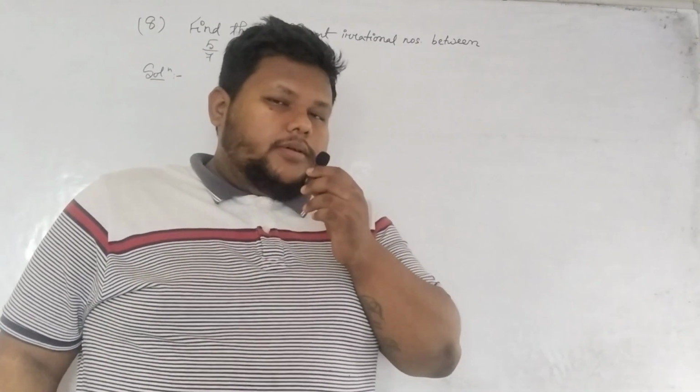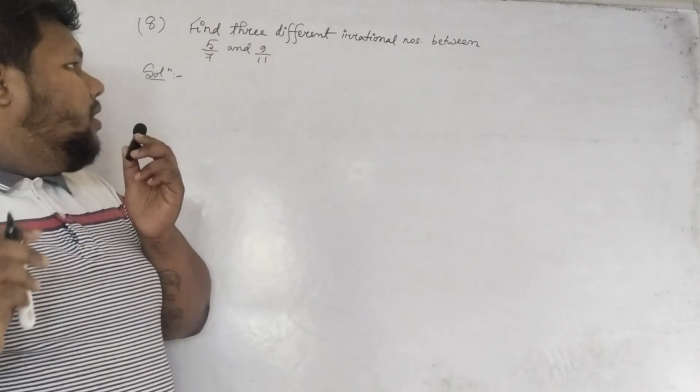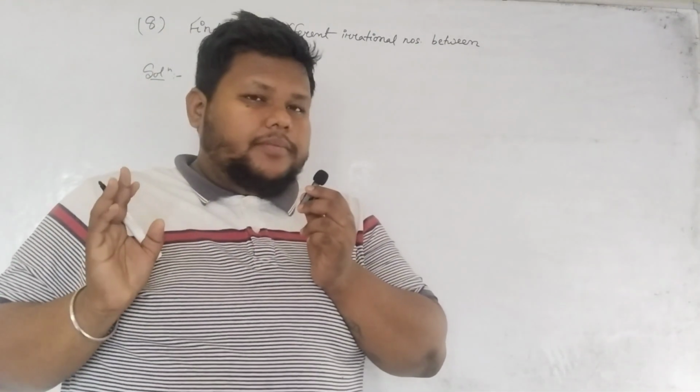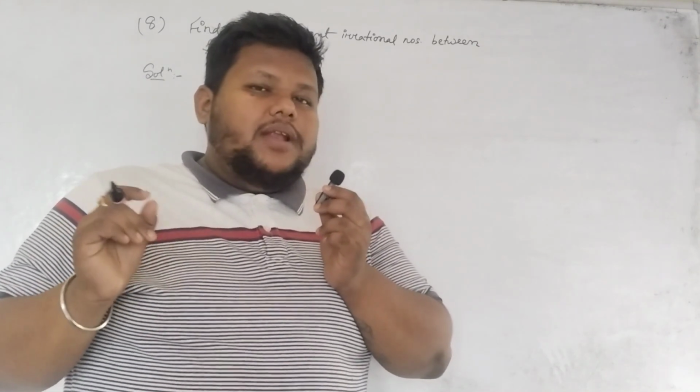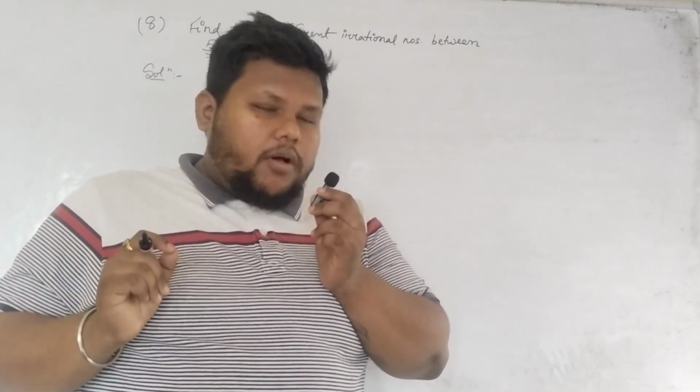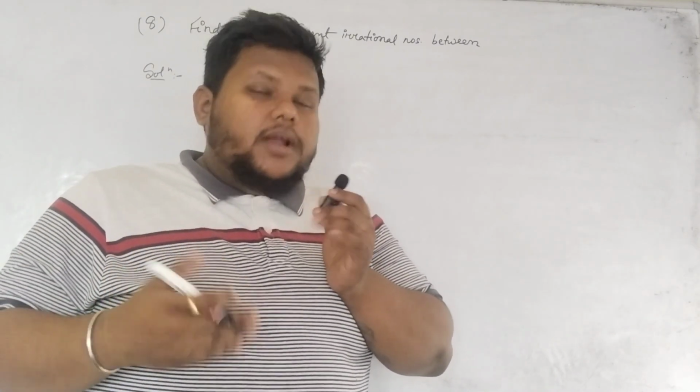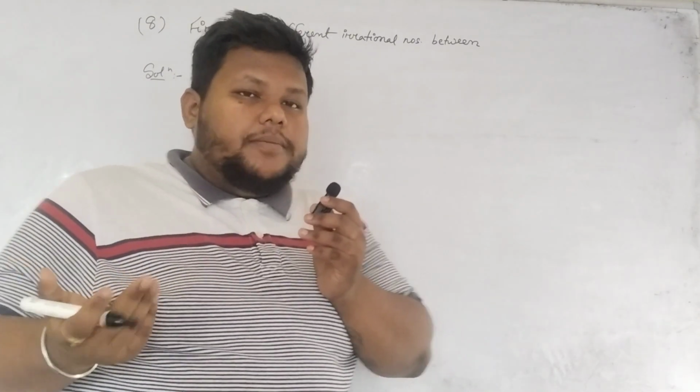Question number 8: write three different irrational numbers between 5 by 7 and 9 by 11. Okay, so 5 by 7 and 9 by 11 are in fractional form. So now let us write the decimal expansion of them, then only we can write the numbers.